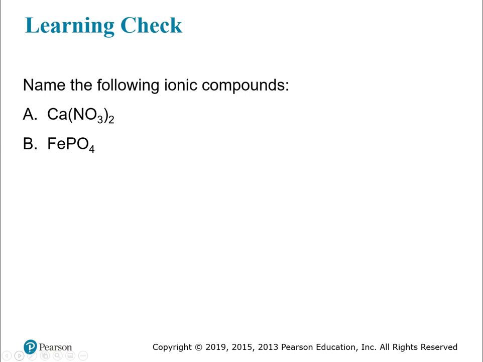So let's name a couple. I'll do the first one, and then I'd encourage you to try naming the second one. This first one, our metal, is calcium. It's not a transition metal, so we don't have to worry about a Roman numeral for its charge. The polyatomic ion is NO3. That's nitrate. That's it. Calcium nitrate. Done.